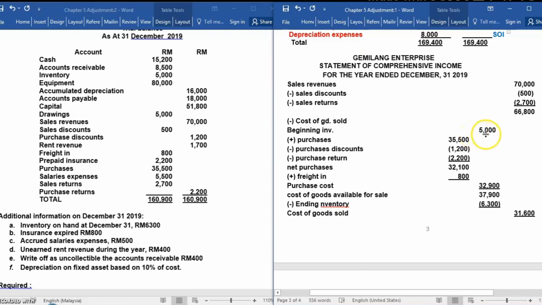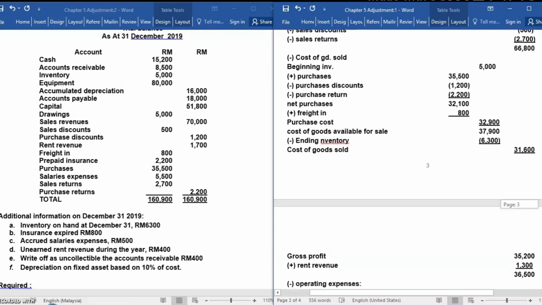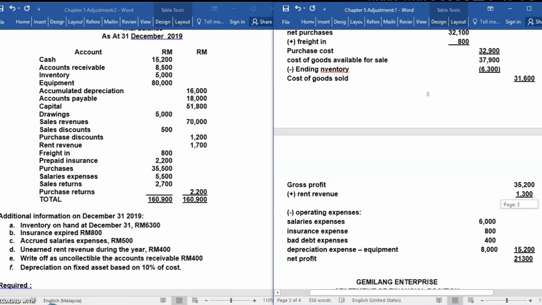So we start with the beginning inventory given from the trial balance, purchase given from the trial balance. You have to refer to the adjusted trial balance, not the trial balance. We have to refer to the adjusted trial balance for purchase discount, purchase return. This amount does not change from the trial balance. And we get cost of goods sold 31,600.